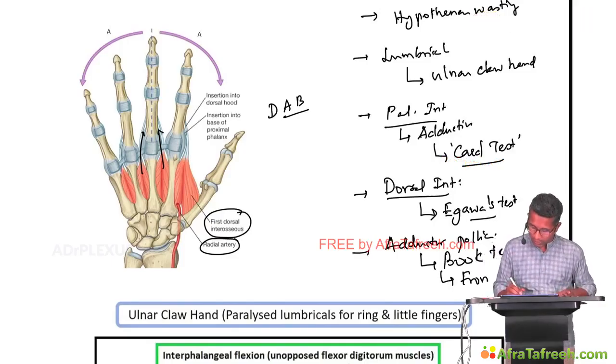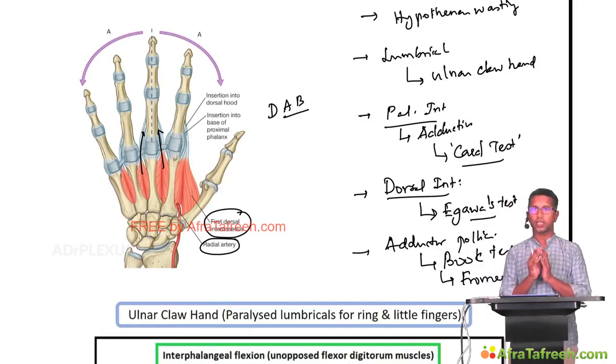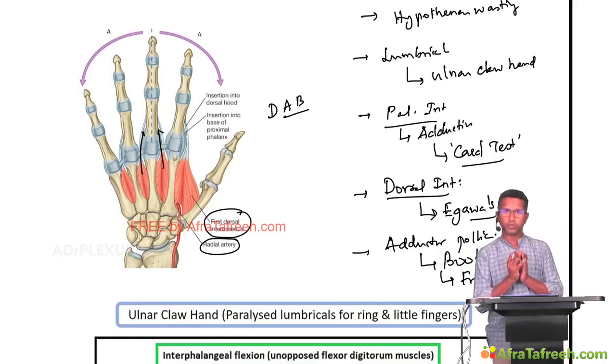then that sign is called Froment's sign. These are the ways to check the ulnar nerve.